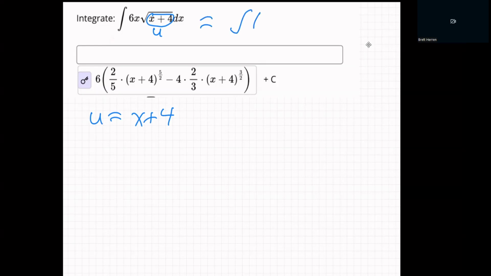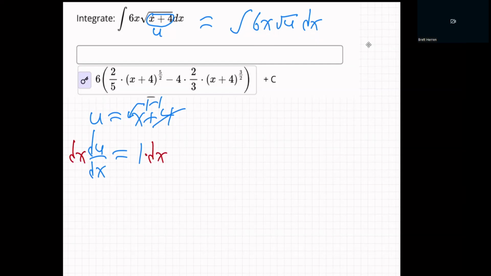Then this becomes the integral of 6x square root of u dx. So we still have some other x stuff that we need to replace. So how do we do it? Well, take the derivative. du dx, what's the derivative of that? It's just going to be 1. You okay with that? Power comes down, subtract 1 from the power. The x is gone. The 4 is just 0. Okay, multiply both sides by dx. Boom. So du is 1 times dx. In other words, du is just dx. So that dx right there, that's du.